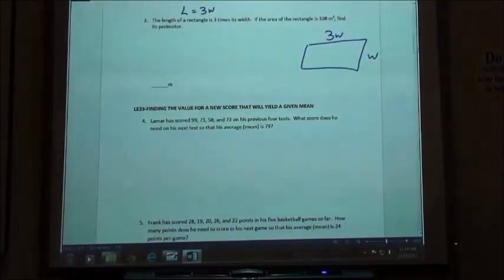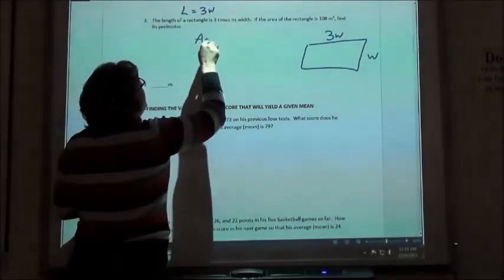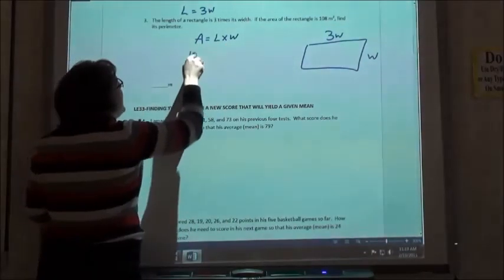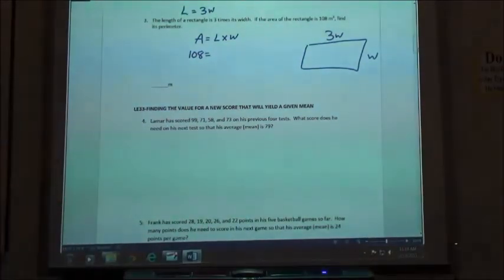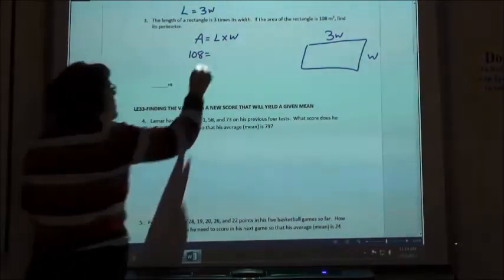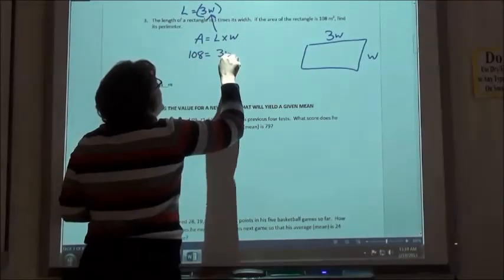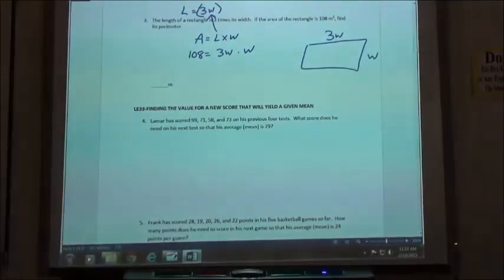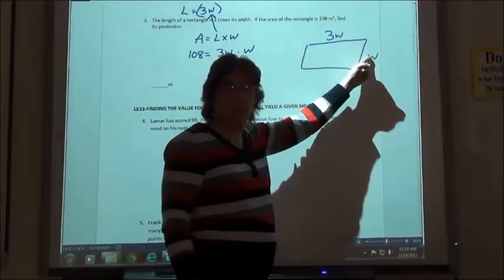This one starts by telling you what the area is. So we want to start with the formula for area. Area is equal to the length times the width. So 108, and don't worry about the label meters squared, just do the 108 is equal to the length, but for the length, we have to substitute in 3W times my W. Right? If I'm going to find area, I'm going to do 3W times W.